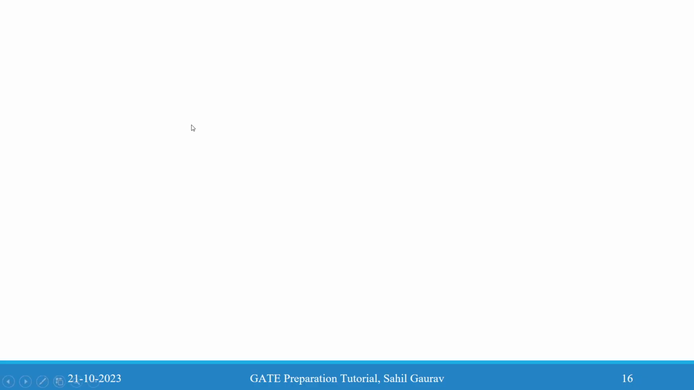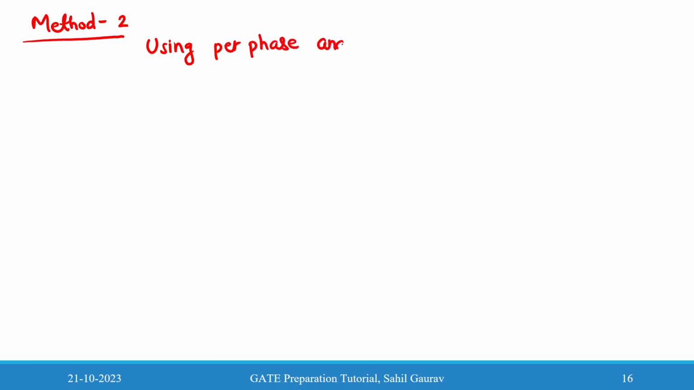So now we will apply the second method, using the single phase analysis, per phase analysis. For per phase analysis, how do you find it? You have to convert the delta load into a star connected load.